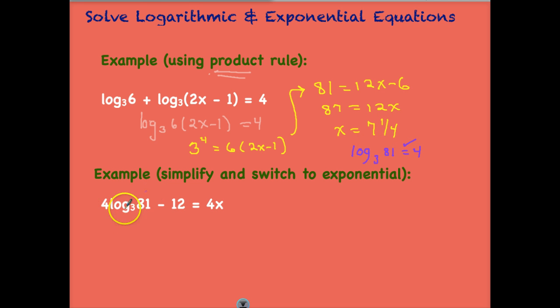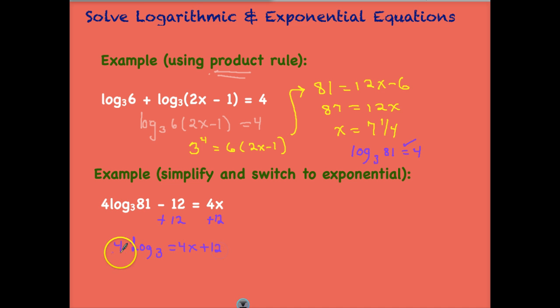Let's look at the second example. See if you can solve this example. Remember, first you have to isolate the log before you can start to switch to exponential and simplify. When you isolated the log, hopefully you added 12 to both sides, and you ended up with 4 log base 3 of 81 equals 4x plus 12.